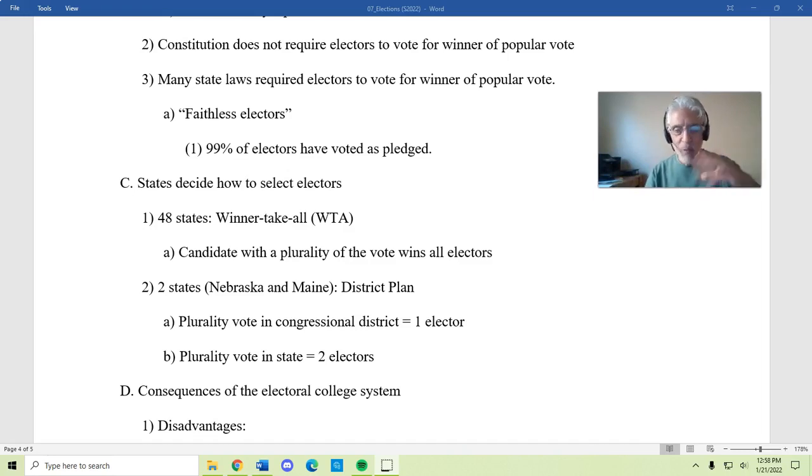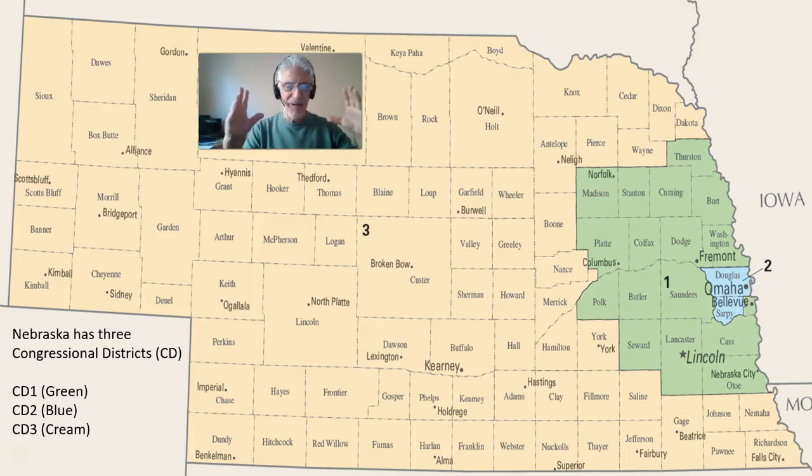And so the way this works is the candidate that wins a plurality vote in a congressional district will get 1 elector. And then the candidate who wins the plurality for the entire state will get 2 electors. And so in the remainder of this video, I'm going to show you how the district plan works. So what you're looking at here is a map of Nebraska, one of the 2 states that has the district plan. And Nebraska has 3 congressional districts.